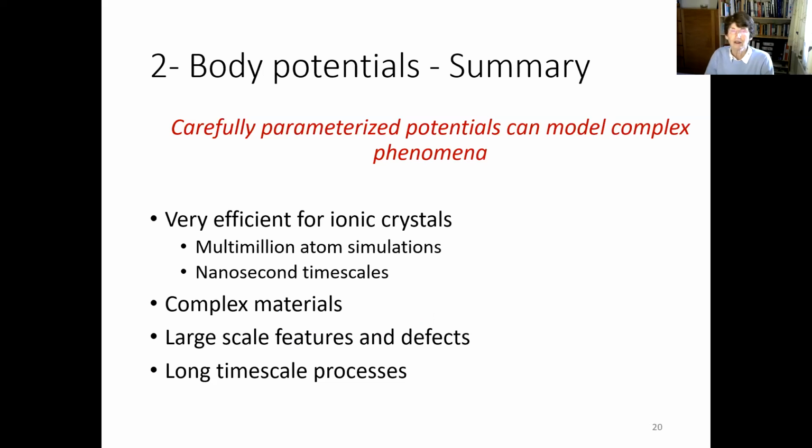So to summarize, I think hopefully we've shown here that these carefully parameterized potentials can model complex phenomena. They're really efficient, and it's quite standard to use multi-million atom simulations for nanosecond timescales. So we can do complex materials and large-scale features, and very large timescale processes, using these. That's the first part, where we've been talking about two-body potentials. Does anybody have any questions at this point? Shall we move on? Okay.